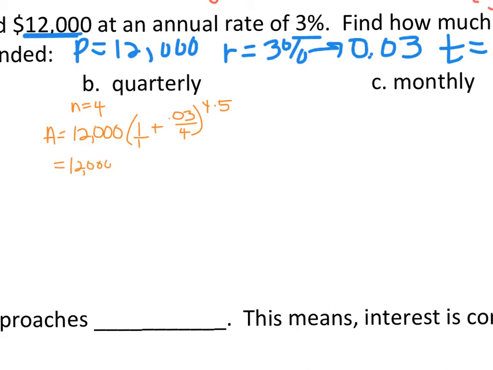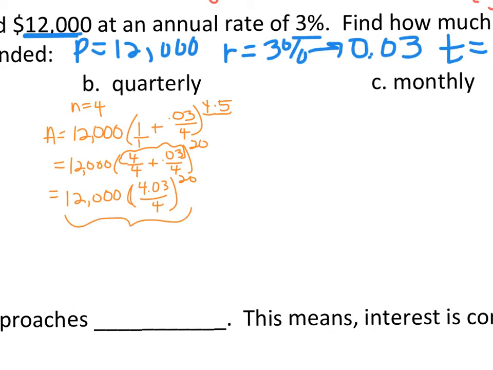12,000 on the outside. A common denominator of 1 and 4 is just 4. So that would give us 4 over 4 plus 0.03 over 4. And then 4 times 5 will be the 20th power. If we add the numerators together, this gives us 12,000 times 4.03 over 4 to the 20th power. And you should, again, be able to type all of that in at once. Just be careful with that parenthesis, 12,000 and then parenthesis 4.03 divided by 4, parenthesis, to the 20th power.